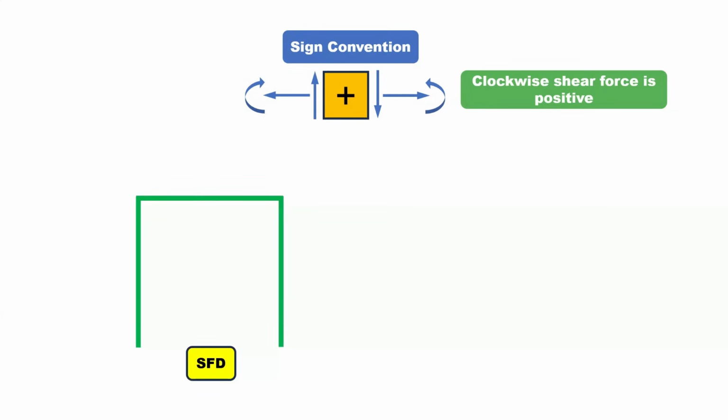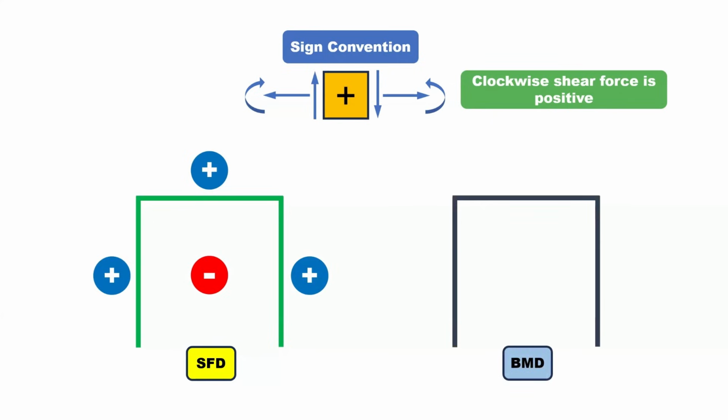And for shear force diagram, negative forces are drawn inside the frame and positive forces are drawn outside the frame. Reverse is true for bending moment diagram. Positive bending moments are drawn inside the frame and negative bending moments are drawn outside the frame. Let's now go away and have a look at our options.